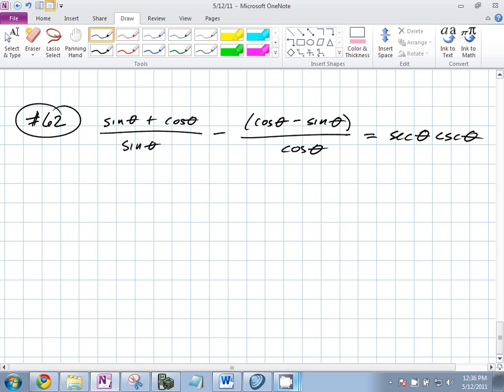So, how are we going to attack this? Do you want to go from the left? Is it generally easier to condense or to expand? Look at this. Does it look like it's going to be easier to go from the left to the right or the right to the left?